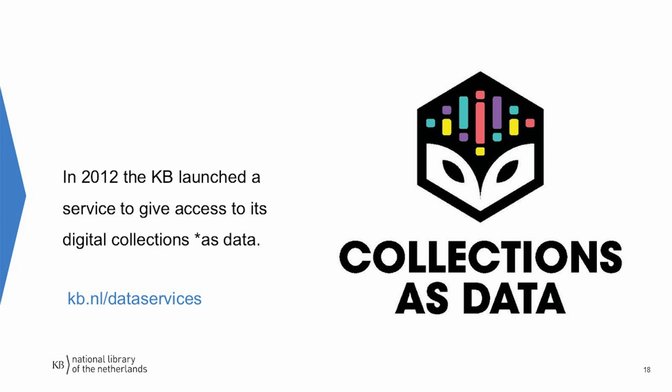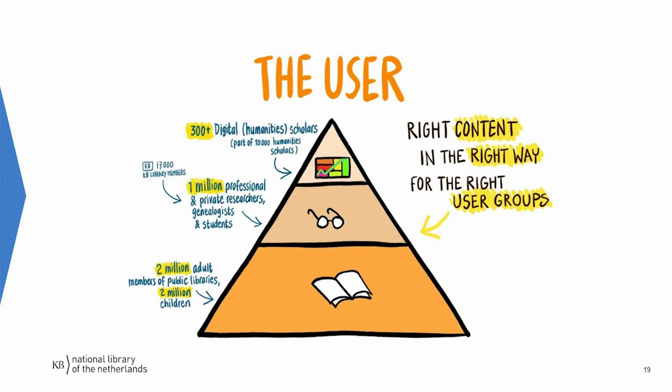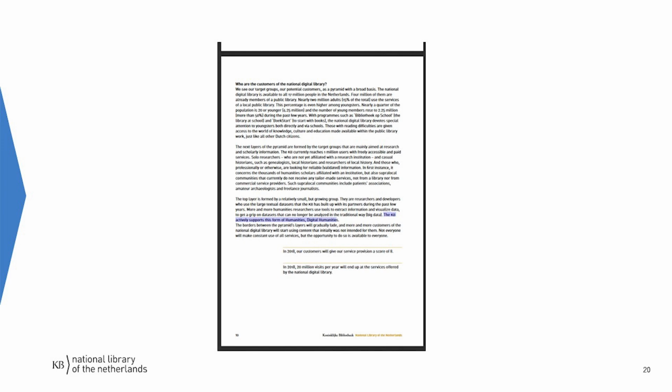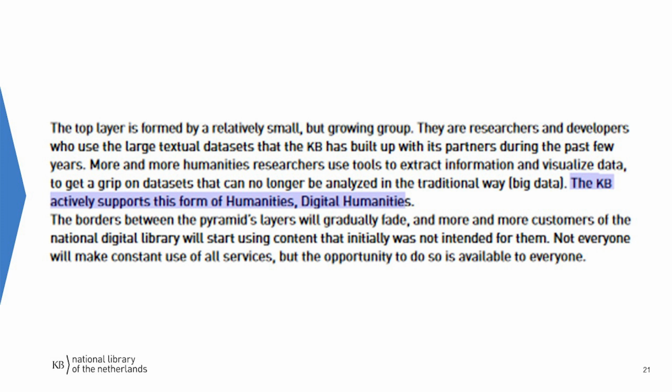And now the first pyramid. Around that time, we had a policy at the KB, and in that policy, it tried to distinguish the different patrons we were trying to serve. And the interesting thing was that on the top of that pyramid, it said digital humanities scholars, 300 plus, part of 10,000 humanities scholars in the Netherlands, and that, including with what is in the policy itself, saying the KB actively supports this form of humanities called digital humanities. It's a relatively small but growing group, etc., etc.